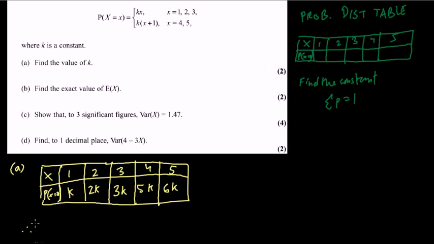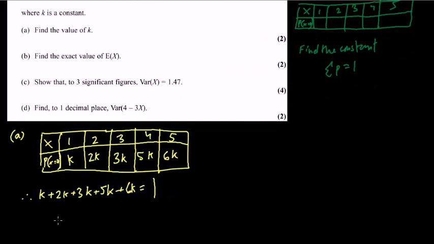So now we can write it out. Therefore k plus twice k plus thrice k plus 5k plus 6k equals 1. We don't need the calculator for this, we can easily do this. Here we have k plus 2k is 3k, 3k plus 3k is 6k, 6k plus 5k is 11k, and 11k plus 6k is 17k. So this would be 17k equals 1. Therefore k equals 1 by 17. So we know the value of k.